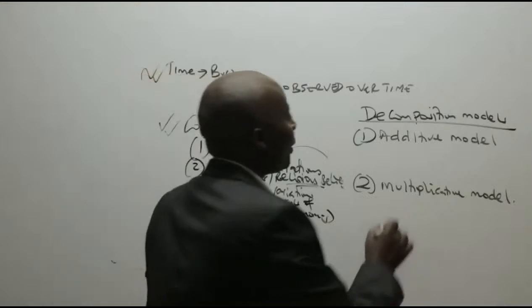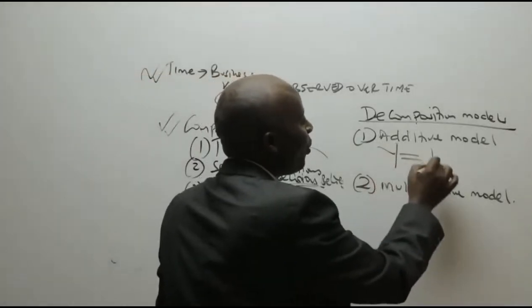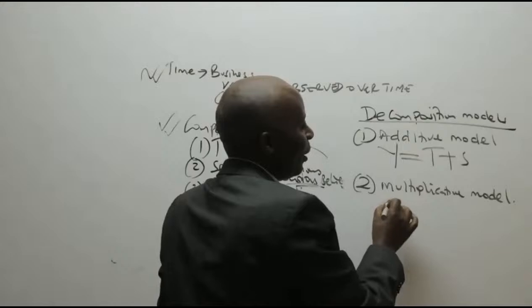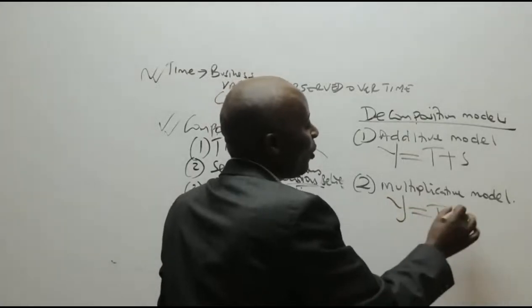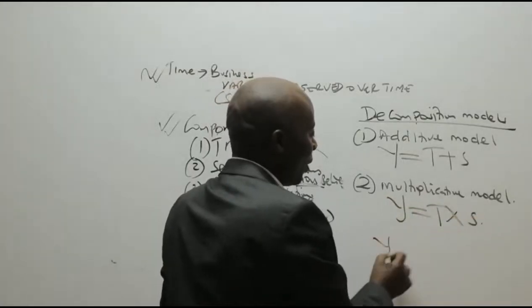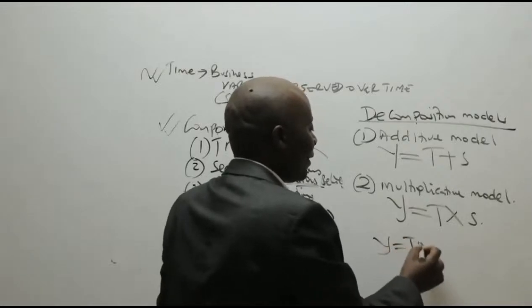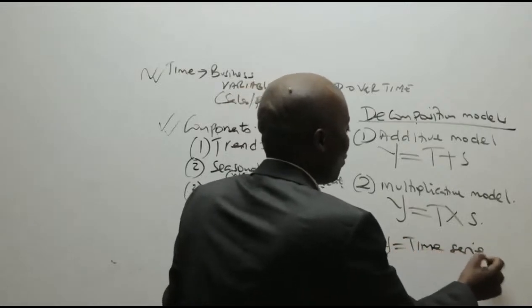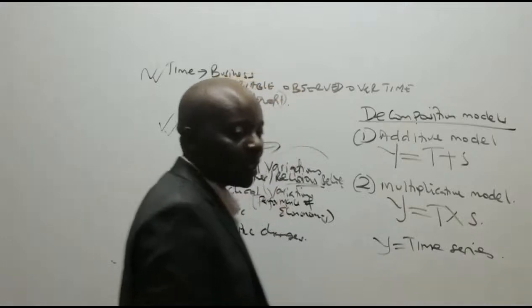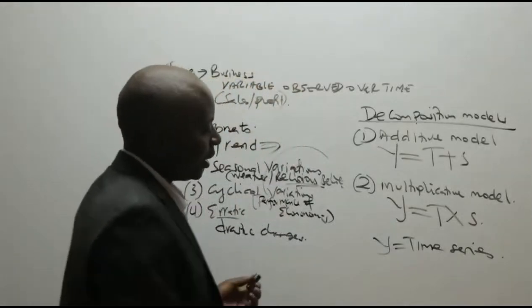So for the additive model, we normally say our y equals t plus s. Multiplicative is our y equals t times s, where y, if you recall, is the time series, like sales, like profits, etc. T is the trend.